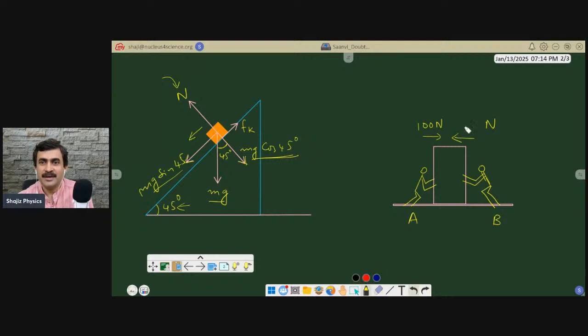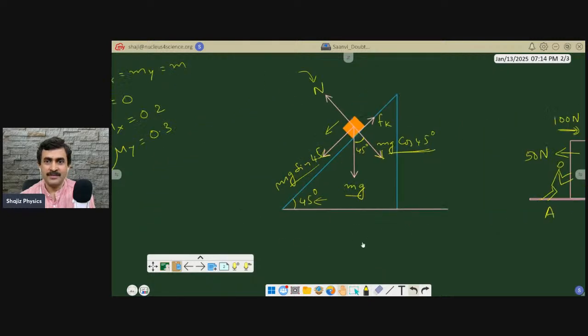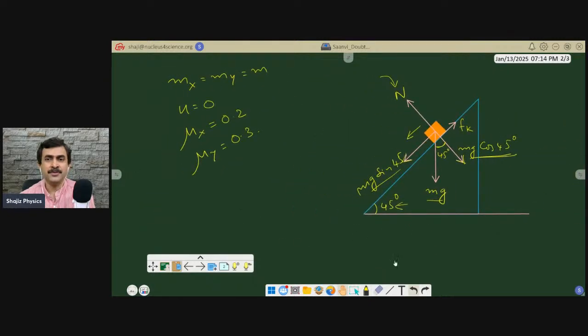Then you will have a better understanding. Towards this direction, 100 Newton force is acting, but in the opposite direction, 150 Newton is acting. What will be the resultant effect? Effectively, 50 Newton force will be acting along this direction. So, we need to keep this in mind while we are solving this particular situation.